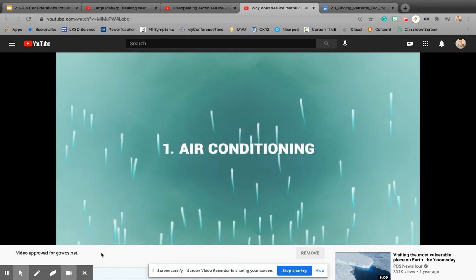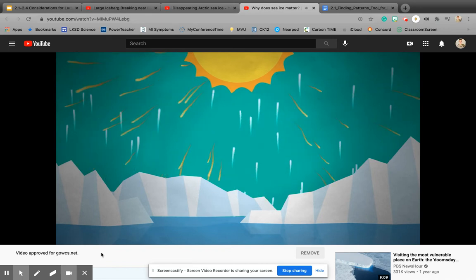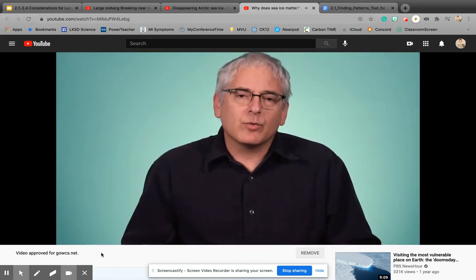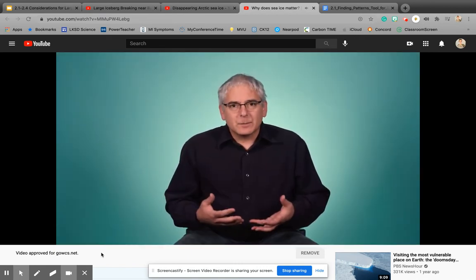Air conditioning. The sea ice has a white surface which reflects the sun's energy back into the atmosphere, helping to keep the planet cool. The less sea ice we have, the more open ocean we have. And the more open ocean we have, the more the sun's energy is absorbed by the ocean in the form of heat.